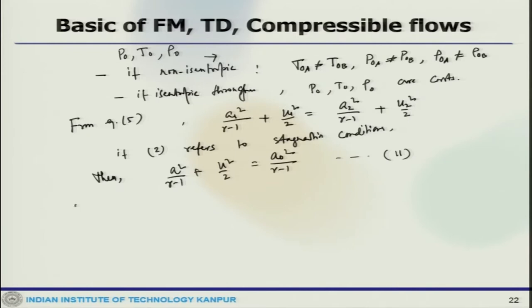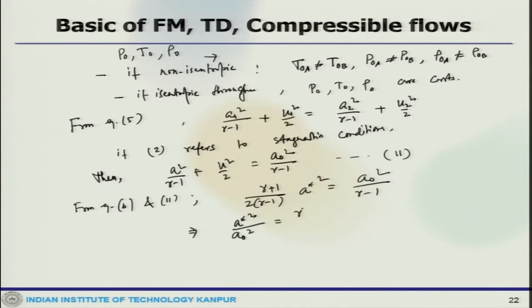Now, from equation 6 and 11, we get gamma plus 1 by 2 gamma minus 1 A star square equals A naught square by gamma minus 1. So, in the other way, one can write A star square by A naught square equals gamma R T star by gamma R T naught, which is T star by T naught, 2 by gamma plus 1. So, if we put gamma equals 1.4, this would be roughly 0.83.